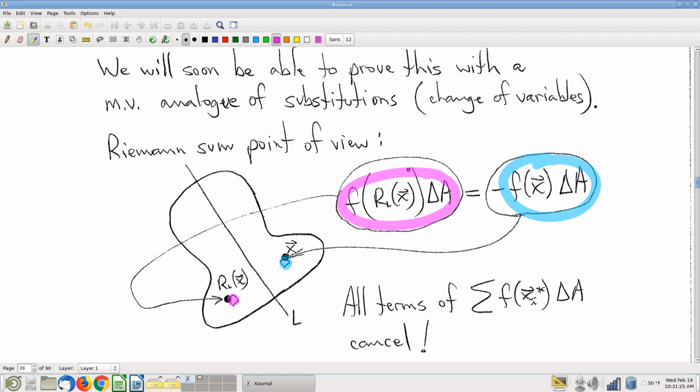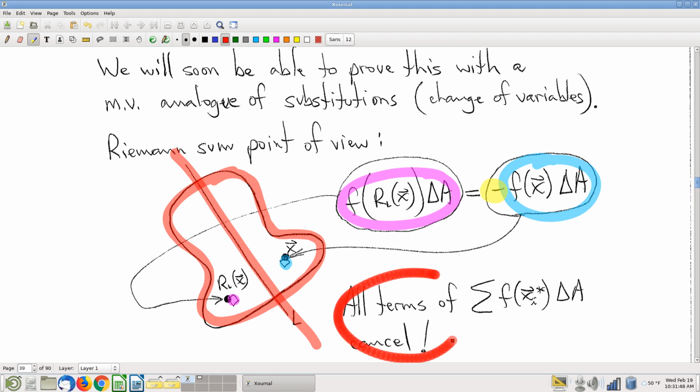And those terms cancel. They have negative values of each other because they are reflections of each other and because the function is odd over that line. Right? Then they all pair up in this way because the domain is symmetric over the same line. That's what makes all the terms cancel. And everybody pairs up, everybody cancels, and what's left is nothing, therefore 0. Right? So it's just a two-dimensional version of the same argument that we made for the single variable case.